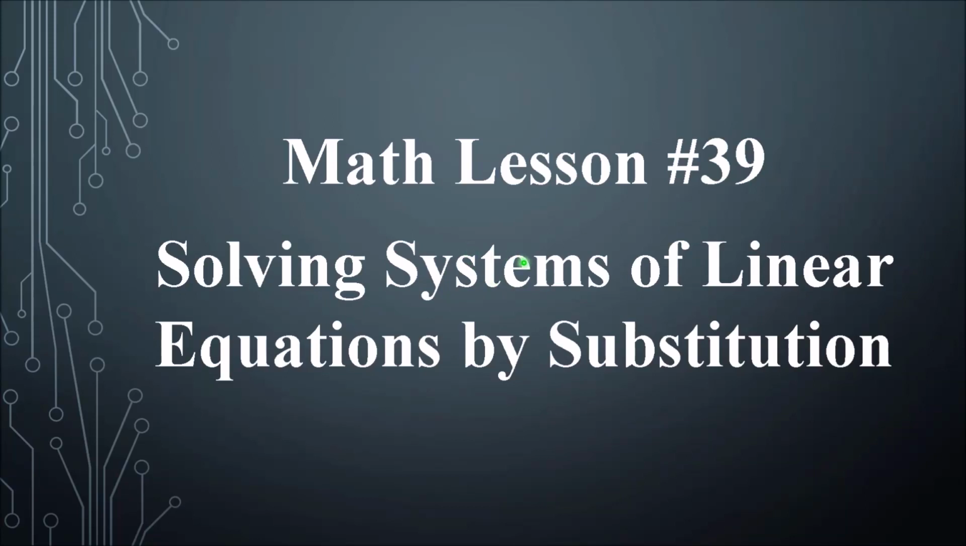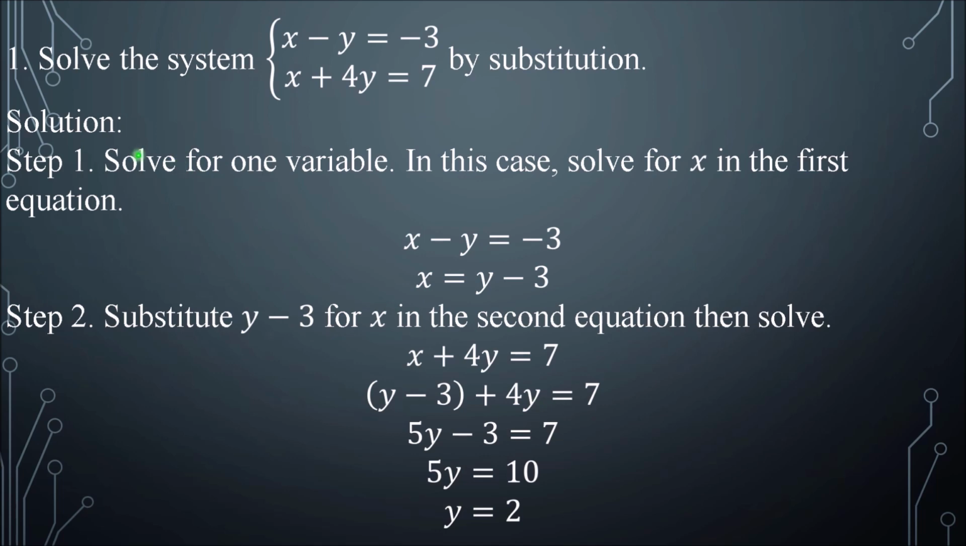Math lesson number 39. Solving systems of linear equations by substitution. First, let's solve the system x minus y equals negative 3, x plus 4y equals 7 by substitution. Meaning to say we need to find an ordered pair that satisfies this system of equations.